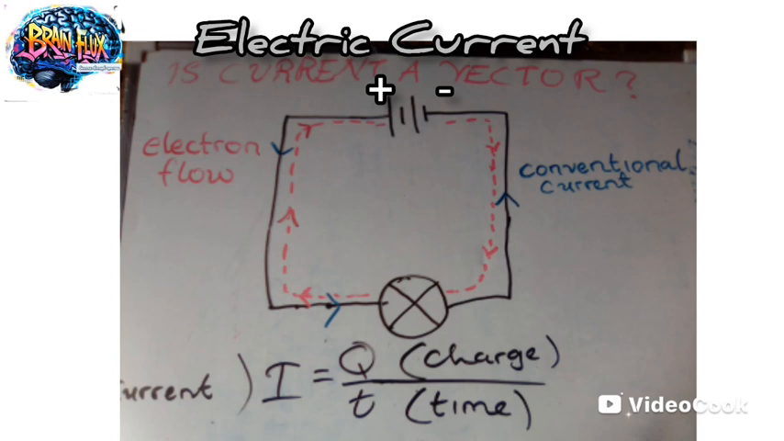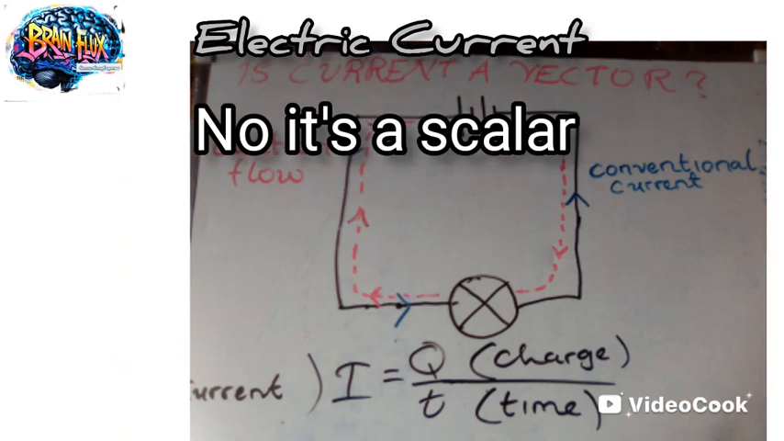And here's one thing that you should note. Electric current is a scalar, but it still has a direction. For example, when it's moving from positive to negative, it's considered as conventional flow, and when it moves from the negative pole to the positive pole, that's electron flow. And despite it having a direction, it's a scalar.